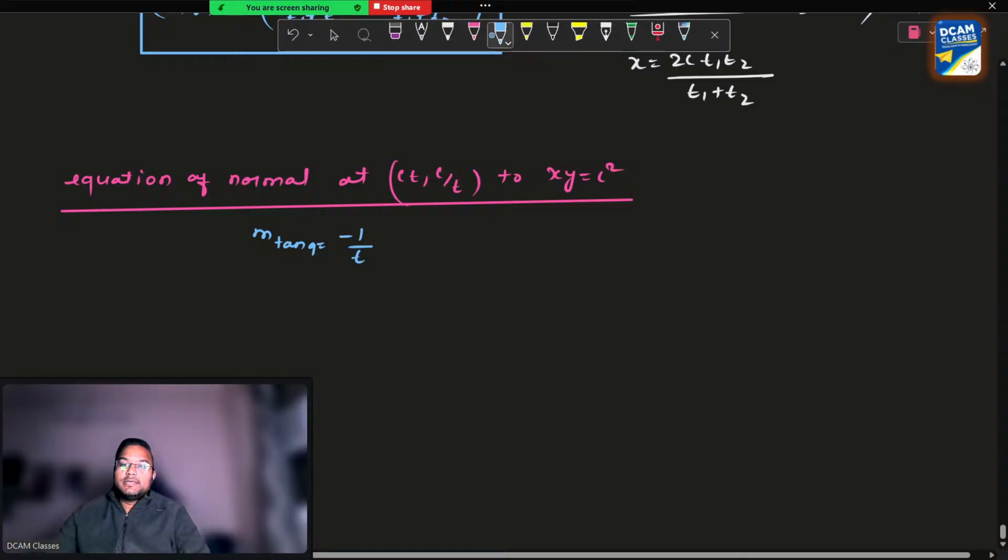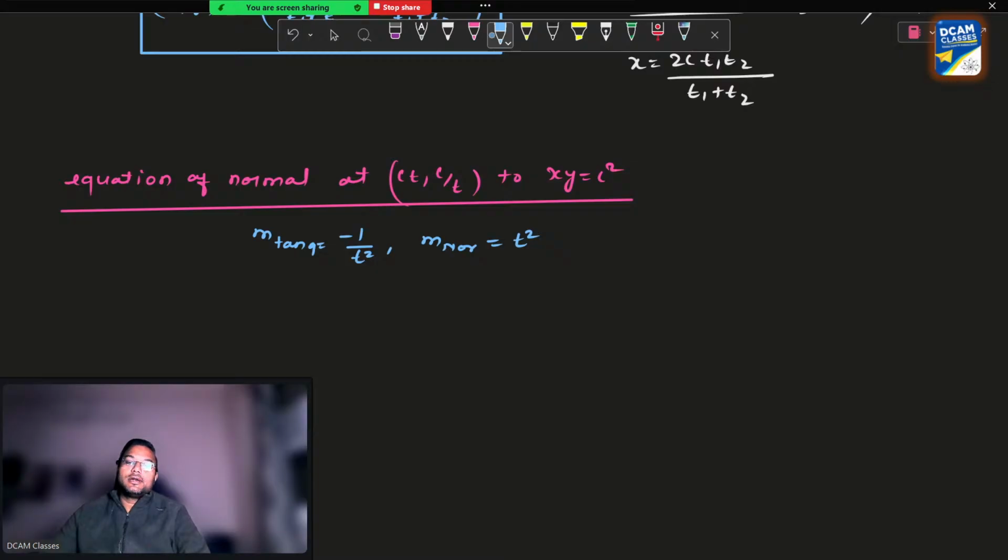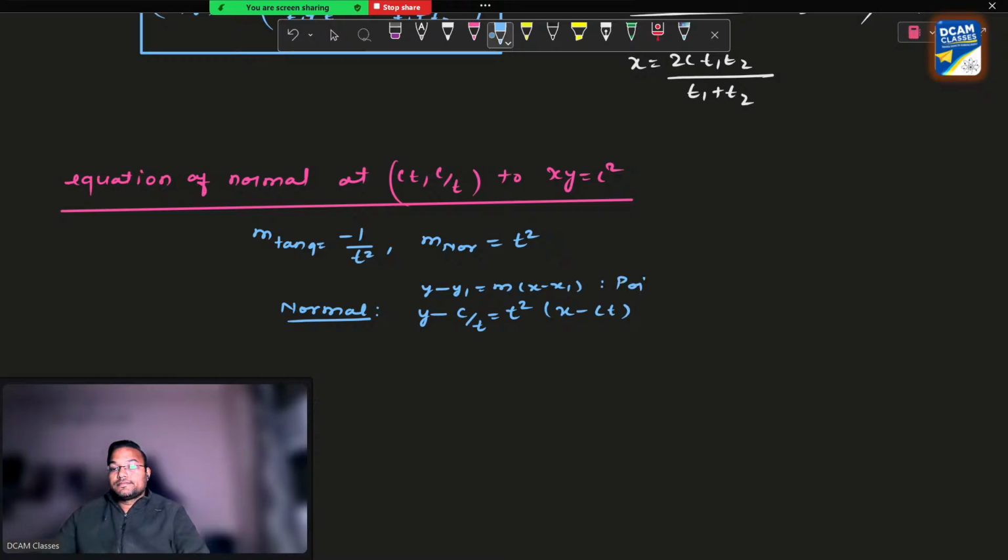Slope of tangent is minus 1 by t square. So the slope of normal will be what? t square. The product of the normal and tangent slopes is minus 1. That's why. So the equation of normal will be this simple: y minus c by t is equal to t square, the slope of normal, into x minus ct. The formula that I'm using is y minus y1 is equal to m into x minus x1. Point slope form.